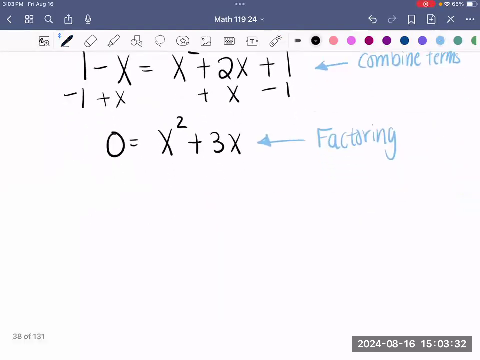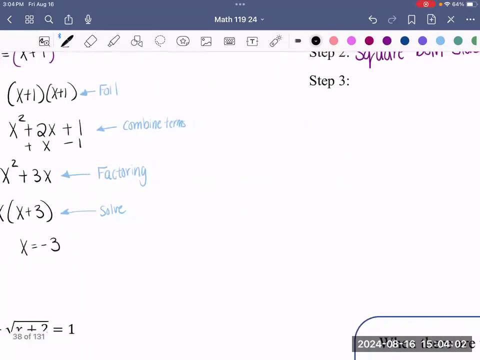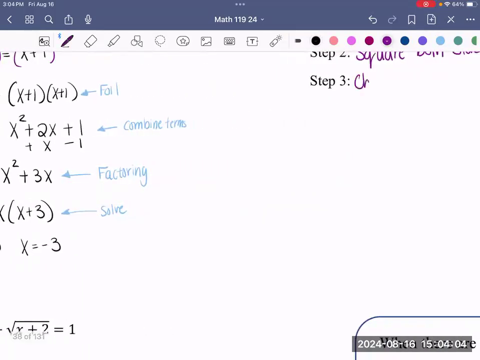So to factor, you're looking for a GCF, and then you get to solve. So x is equal to 0 and x is equal to -3. Now we just talked about checking your solutions, right? You should only have one solution, yet it looks like there are two here. So that just means one of them is extraneous. So step 3, check solutions.